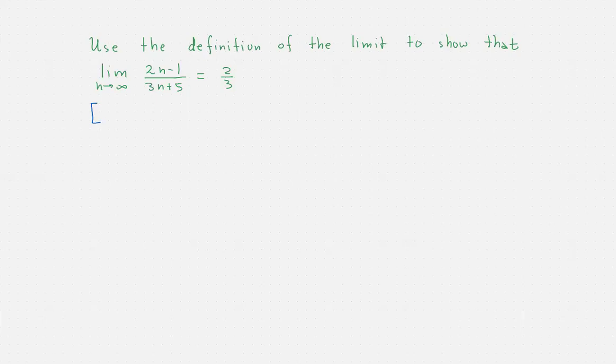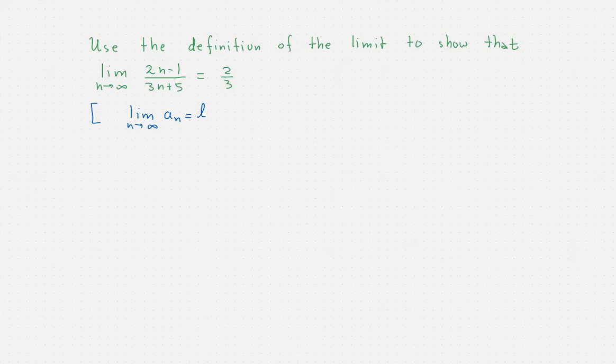So we would like to use the definition of the limit in order to show that the limit of (2n - 1)/(3n + 5) is 2/3. Let's recall how the definition of the limit works. In general, when we make the statement that the limit as n tends to infinity of a_n is L, the idea is that we want to show that a_n comes very, very close to L, or that the difference a_n - L becomes as small as possible.